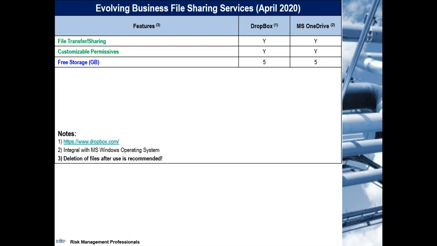And note number three is very important. Even if there are security protocols in place and these are business level tools, the fact is that there's no security better than just getting rid of the information when you're done. So after the PHA or after people are done sharing files, get rid of them. There's no reason to keep information out there on the internet that may be proprietary or potentially sensitive to some companies.